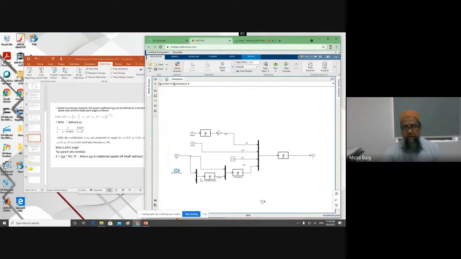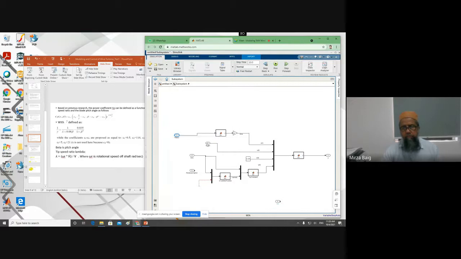We need to find a lambda. This is lambda here. We need to calculate lambda. All right, so lambda is omega r into r over v. So we need two multipliers in the product.